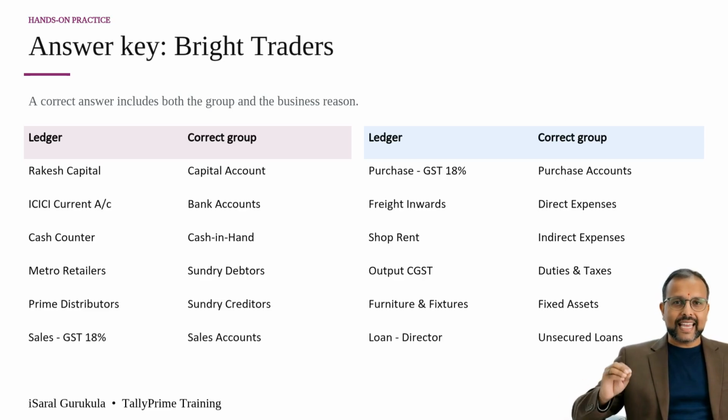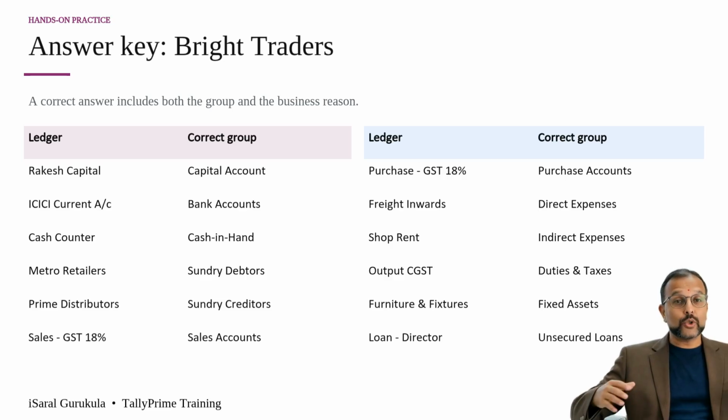Sales GST 18% is sales accounts, that's trading revenue. Purchase GST 18% is purchase accounts, that's trading purchases. Freight inwards is a direct expense, it's a cost associated with bringing goods in. Shop rent is an indirect expense, it's an administrative cost. Output CGST is duties and taxes, it's a statutory tax. Furniture and fixtures are fixed assets, they are long-term business assets. And the unsecured loan from the director is recorded under unsecured loans, under loans as a liability.